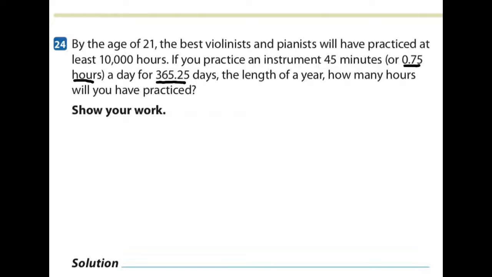Okay, so as I solve this, I know if you practice for 0.75 hours a day and you're doing it for 365.25 days, you're going to be multiplying to figure out how many hours you've practiced. So this is a multiplication problem. Now I'm going to estimate this real quick. So if I know 0.75 is 3/4, 3/4, and 365, let's say I round that to 400.